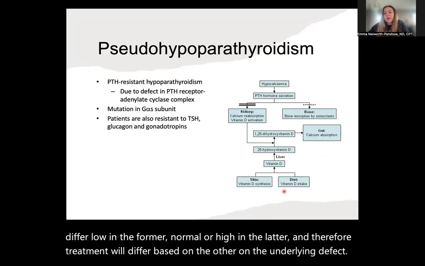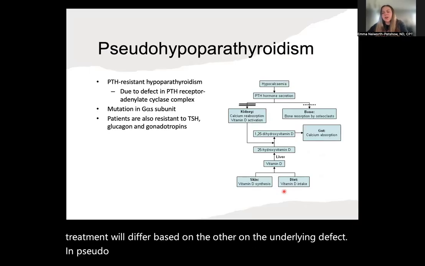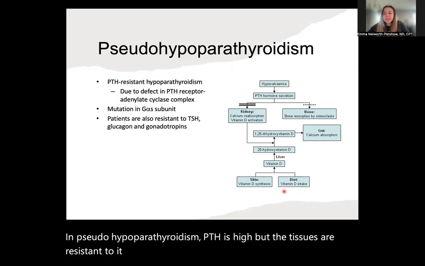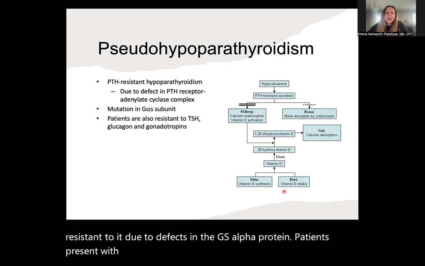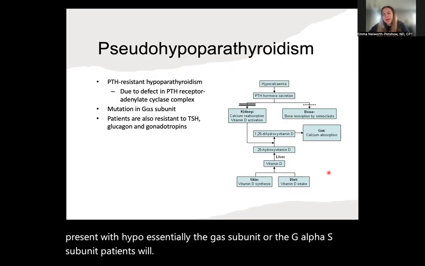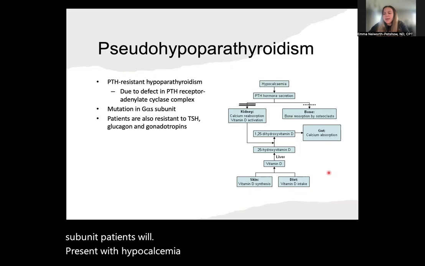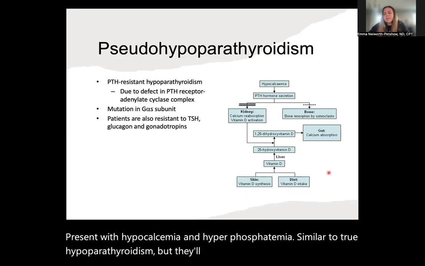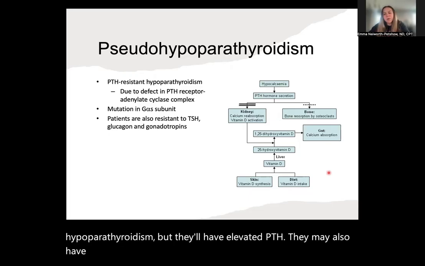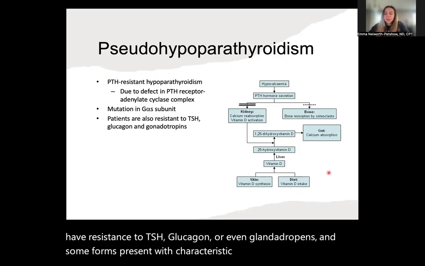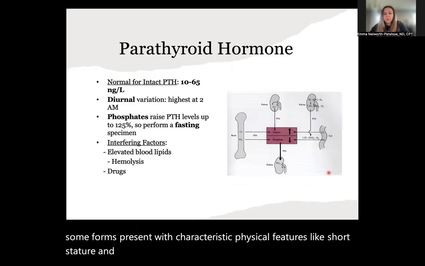In pseudohypoparathyroidism, PTH is high, but the tissues are resistant to it due to defects in the G alpha S protein subunit. Patients will present with hypocalcemia and hyperphosphatemia, similar to true hypoparathyroidism, but they'll have elevated PTH. They may also have resistance to TSH, glucagon, or even gonadotropins, and some forms present with characteristic physical features like short stature and shortened metacarpals.